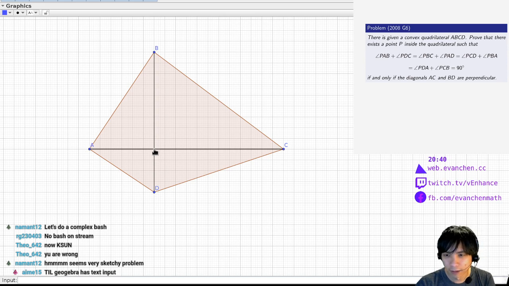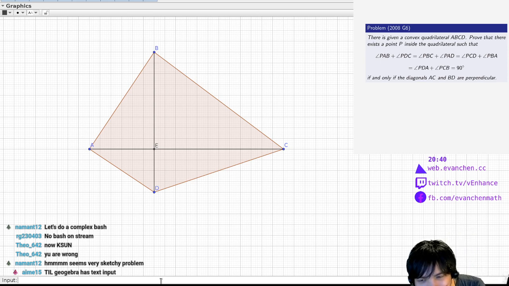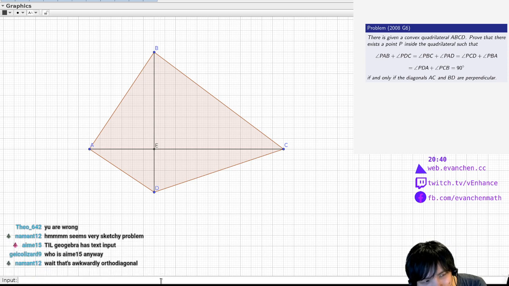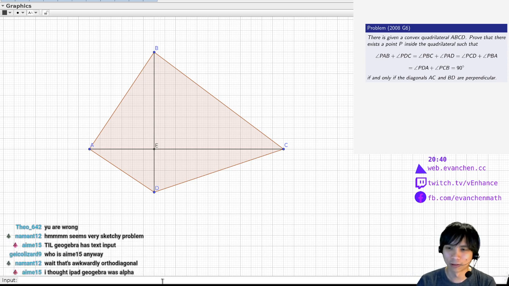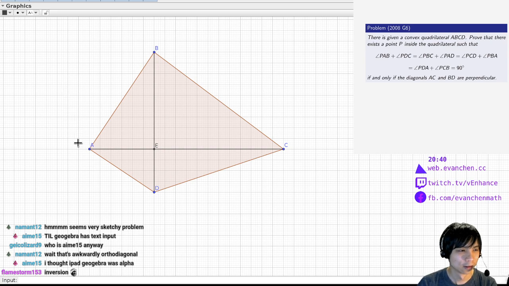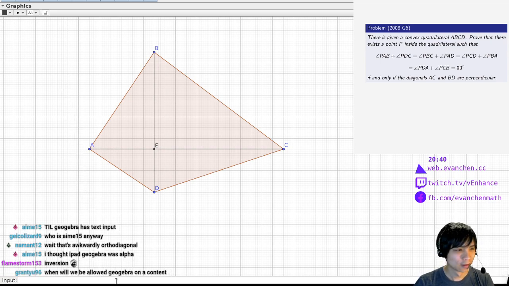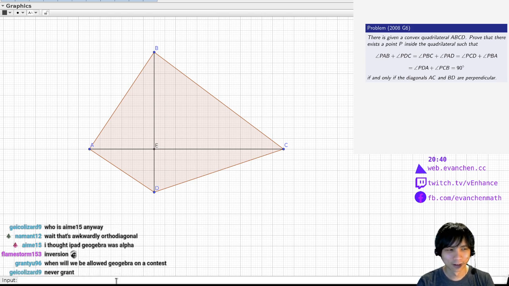Yes, GeoGebra is text input. It's so much faster. You should try it. It's great. But the problem is, I don't remember what the condition for isogonal conjugates is. That's awkwardly orthodiagonal. When will GeoGebra be allowed on a contest? When computers take over society or something.